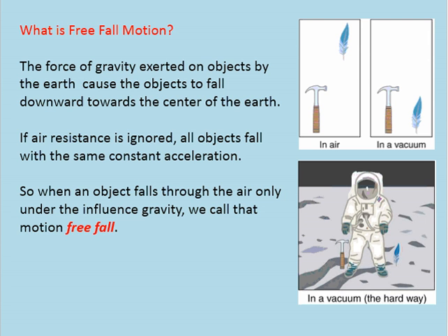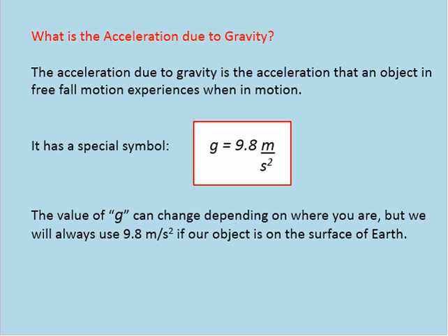So when an object falls through the air only under the influence of gravity, so it's not in your hand, it's not connected by a string, it's not hanging from a wire, and we ignore air resistance, we call that motion free fall. So if those objects that are in free fall all move at the same rate, what is that rate? Well, that rate is the acceleration due to gravity. The acceleration due to gravity is the acceleration that the object in free fall motion experiences when it's in motion.